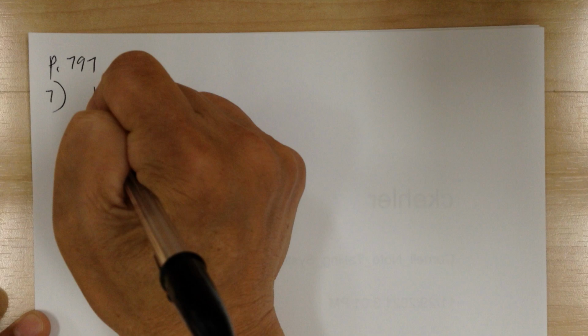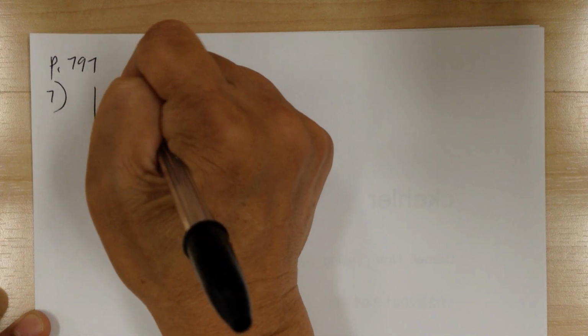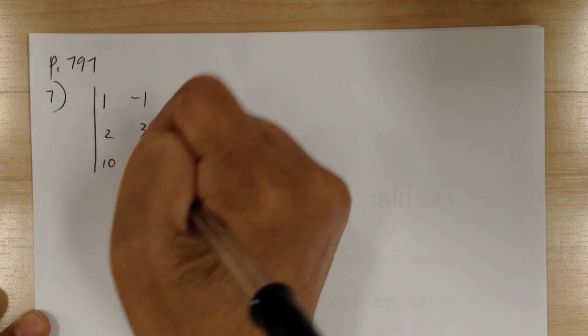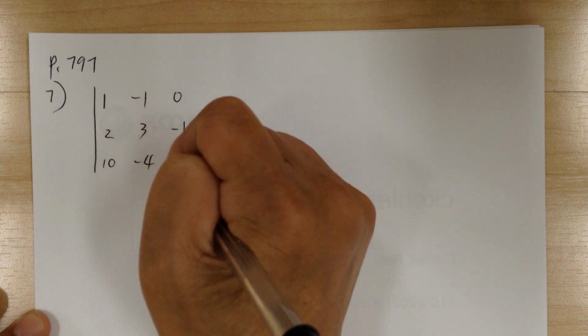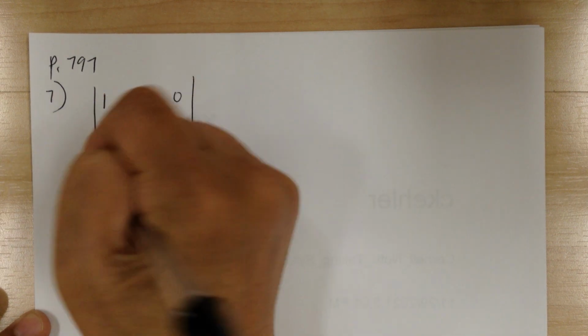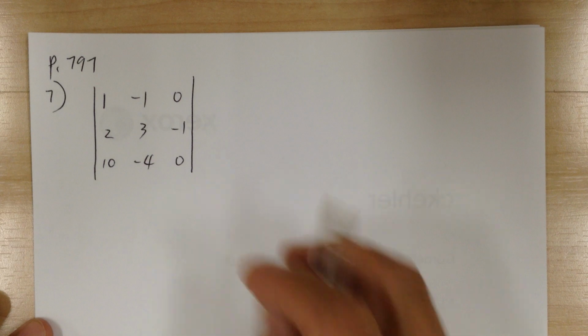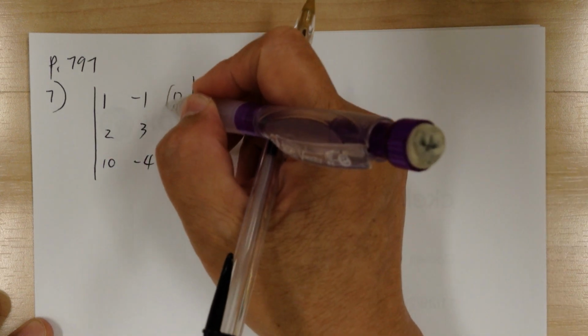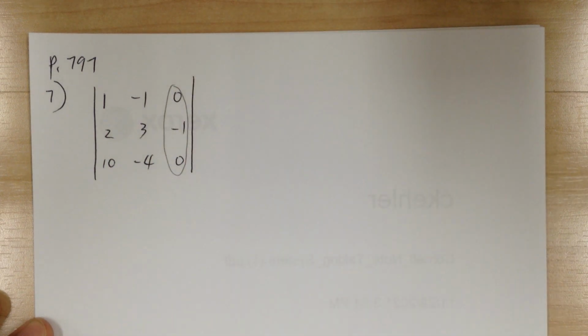So you got 1, 2, 10, negative 1, 3, negative 4, 0, negative 1, 0. And this one you have to do column 3. So again, it's a good choice because there are lots of zeros. So column 3.